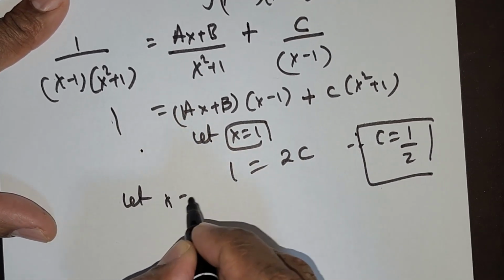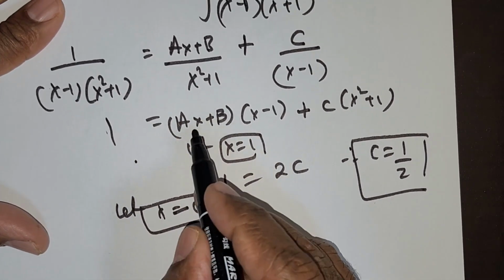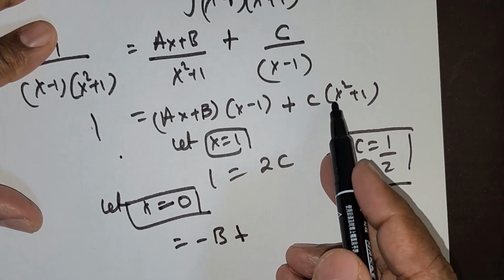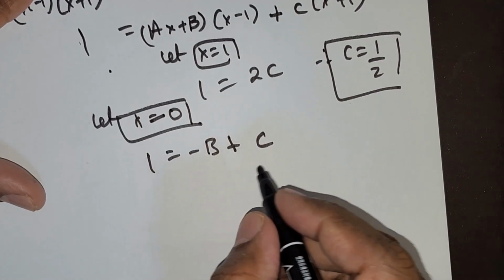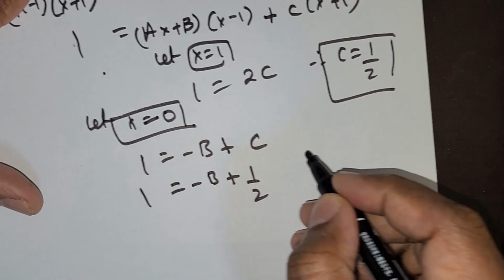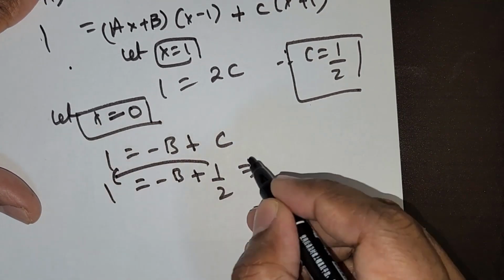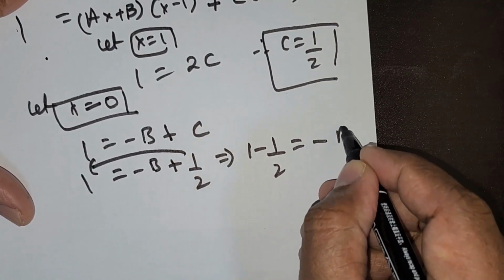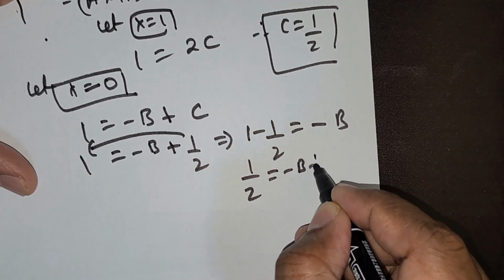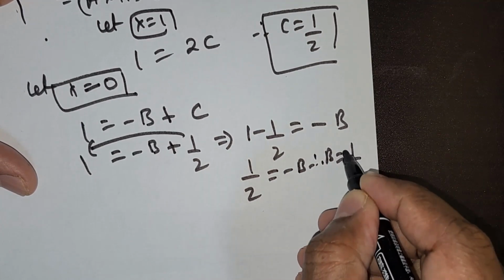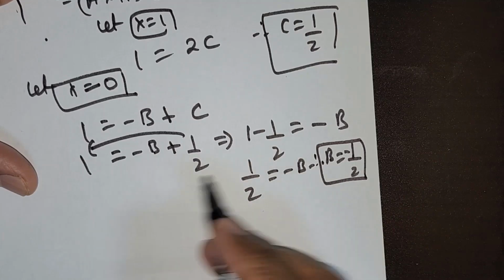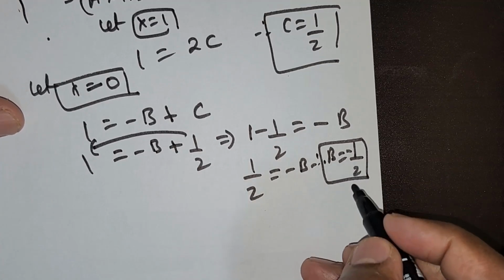Now next you substitute x equal to 0. At x equal to 0, a goes off, this goes off, so you get negative b, and c is equal to 1, but c is equal to 1 over 2. So you substitute: -b + 1/2 = 1. This means you push this 1 over 2 to the other side, you get 1 - 1/2 is equal to -b. This will give you 1 over 2 is equal to -b. Therefore the value of b is -1/2. You multiply both sides by -1, you get b is equal to -1 over 2.